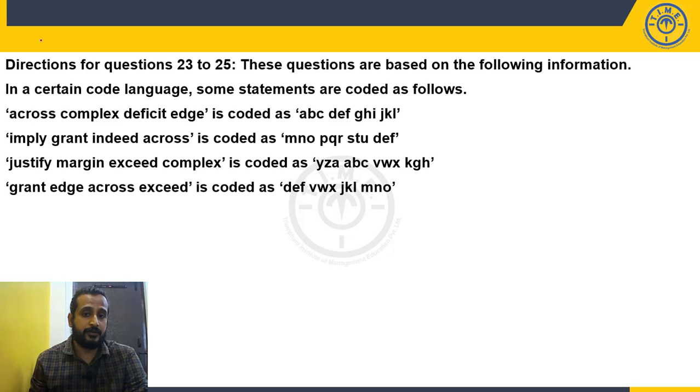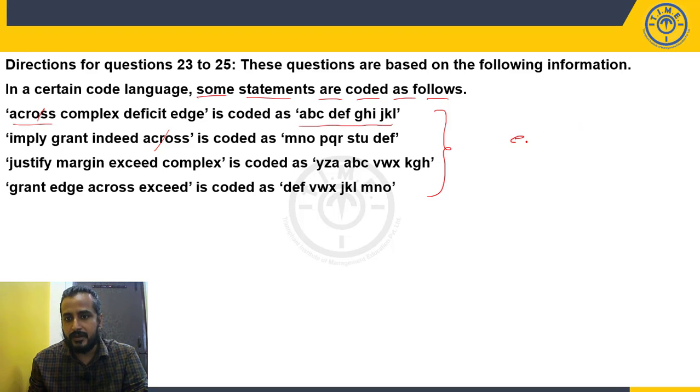Next, coding and decoding questions. Definite model which are expected in prelims. In a certain code language, some statements are coded as follows. Whenever we see on the left side some words and on the right side some codes, the first thing we need to check is whether we have common words or not. Across, yes, we have common words. When we have common words, it is a simple elimination process. Now let's see how it will be solved. If there is one term common, it also comes under common words.